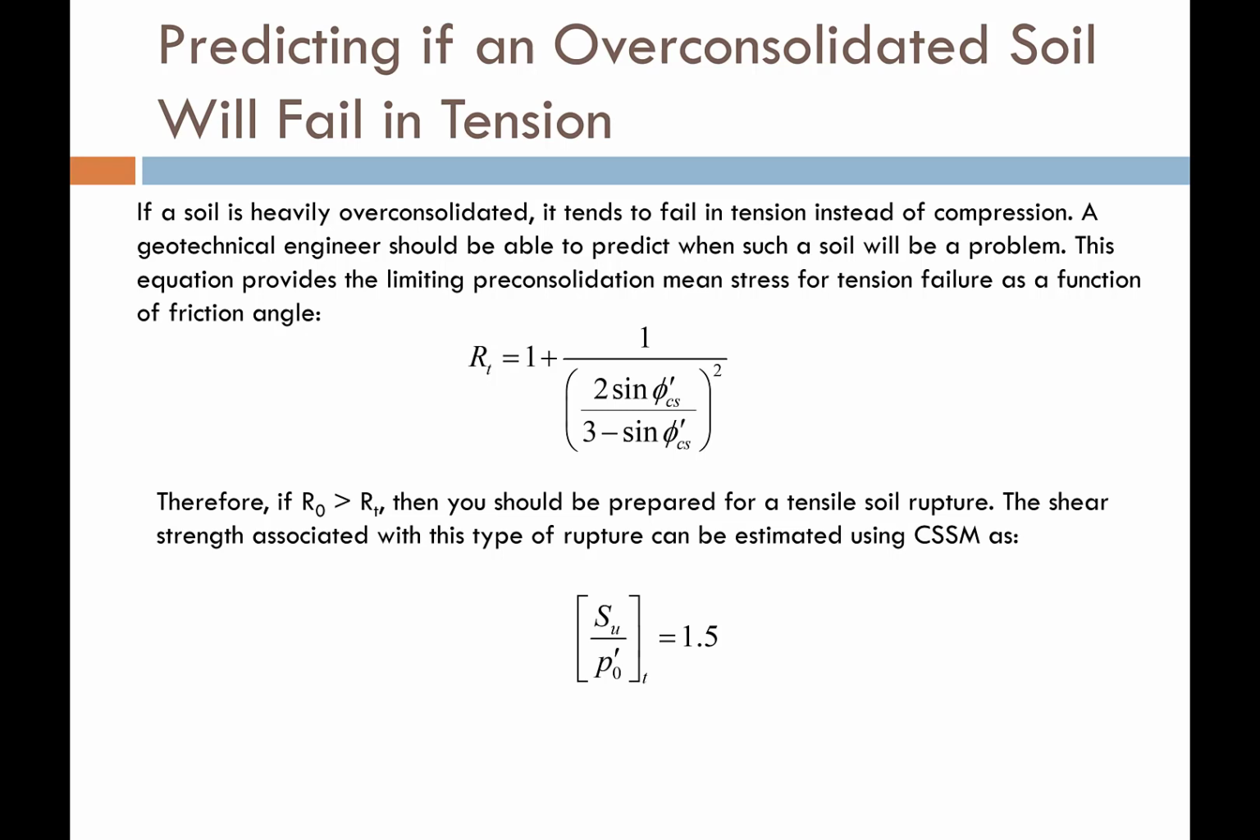Now, if alpha is less than 1, the soil is strain hardening. Okay, now here's some relationships to predict whether or not you have an overconsolidated soil that, if it fails, is going to fail in tension. If you have a heavily overconsolidated soil, it usually fails in tension and not in compression. And you should be able to predict with your soils when this is going to be a problem. You can do that using this relationship right here, where you're going to calculate this value R sub t.